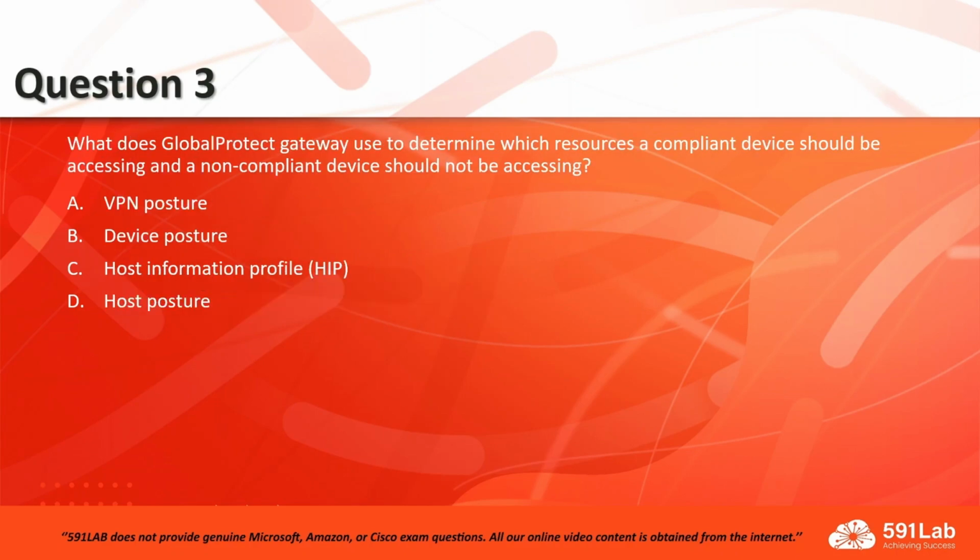Let's discuss question number 3. Question number 3 is as follows. What does GlobalProtect Gateway use to determine which resource a compliant device should be accessing and a non-compliant device should not be accessing? The options are A, VPN posture, B, device posture, C, host information profile or HIP, or D, host posture. To check which answer is correct, let's go to the lab simulation.